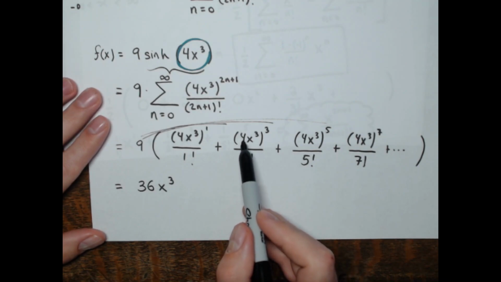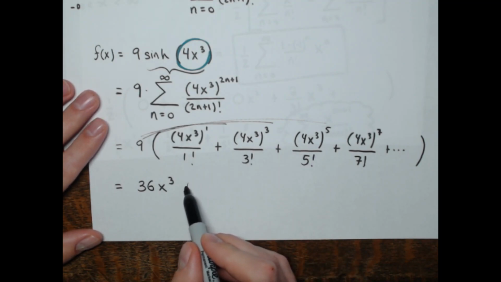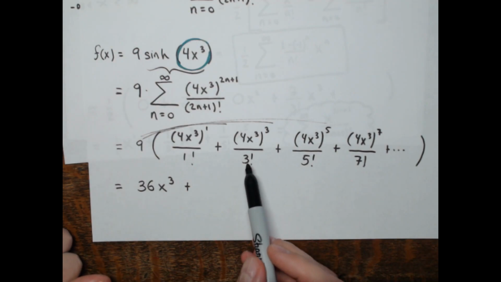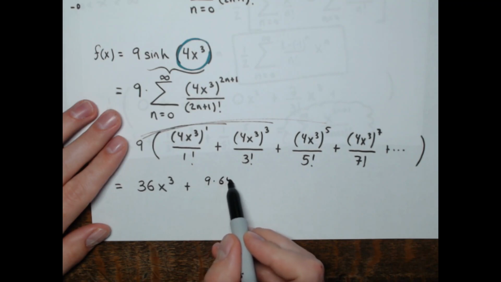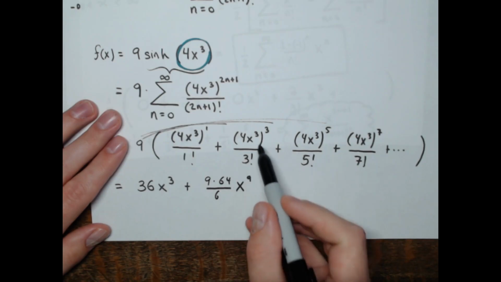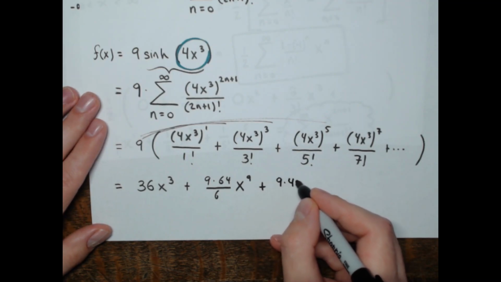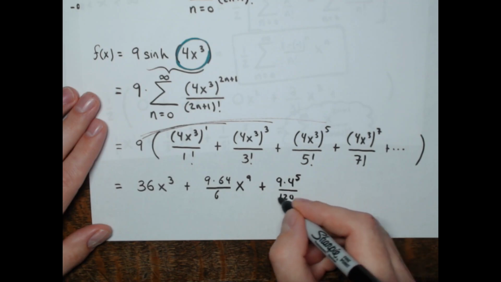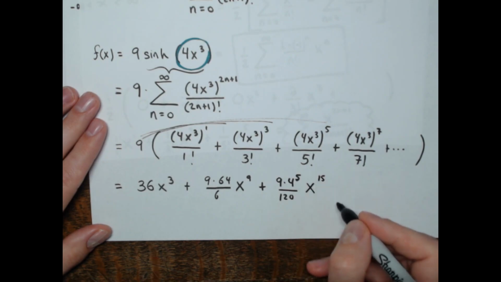And then we have 4 cubed. 4 cubed is 64. So 9 times 64 over 6, right? 3 factorial is 6, times x to the 9th power, x cubed cubed, plus 9 times 4 to the 5th over 120, right? 5 factorial. I might just type it in like this and see if they take it. And then times x to the 15th power.